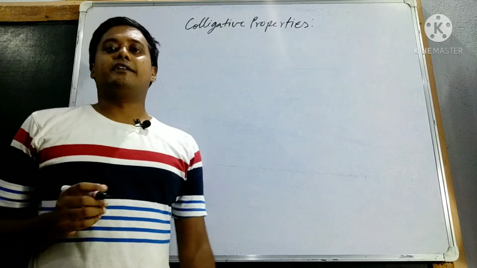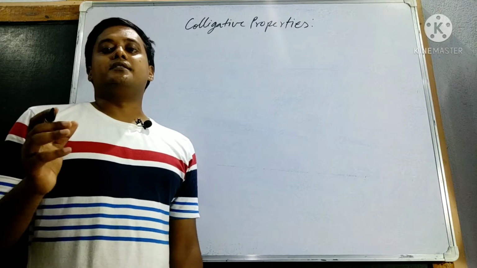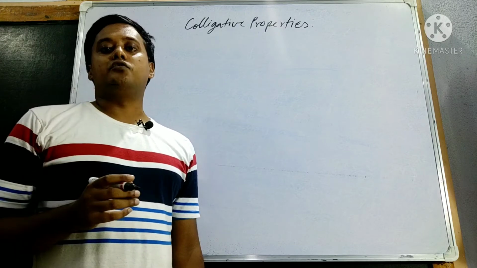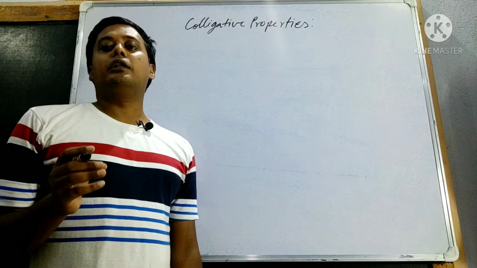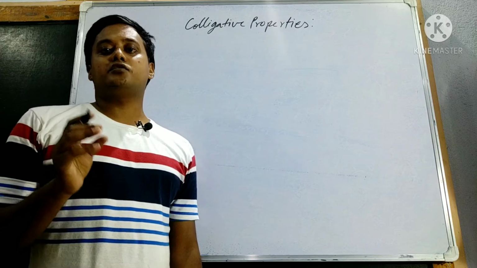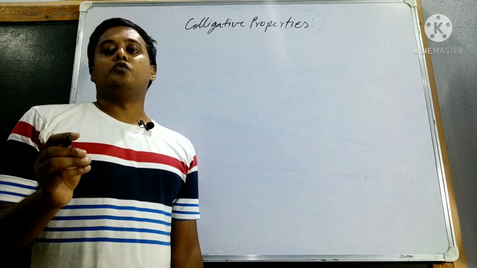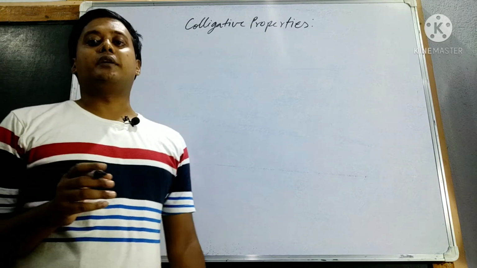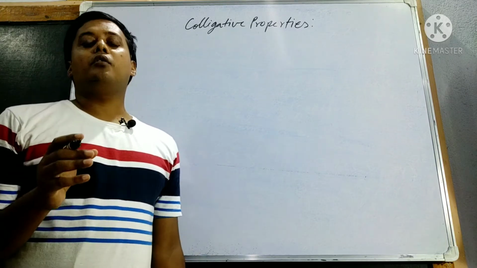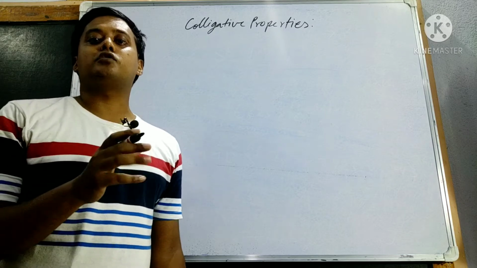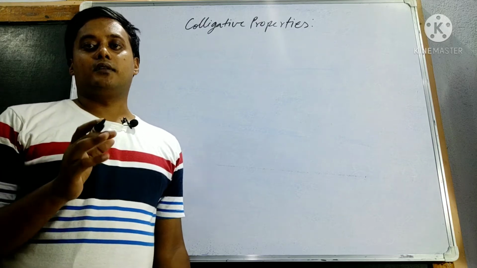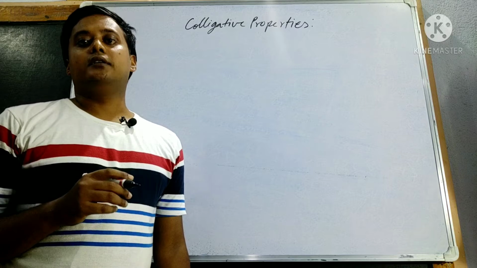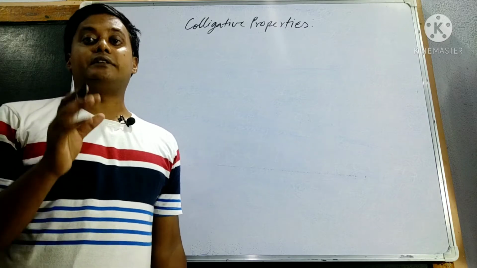First, what is a colligative property? It is the property of a dilute solution of a non-volatile and non-electrolyte solute whose value depends only on the number of solute particles but not on the nature of the solute particles. It is called a colligative property. It is the property of a dilute solution.